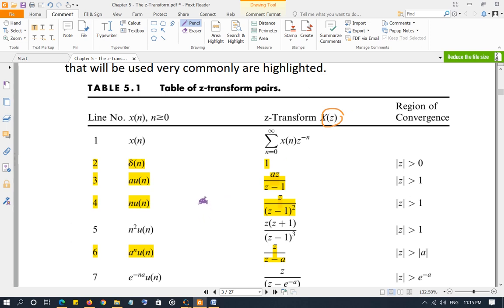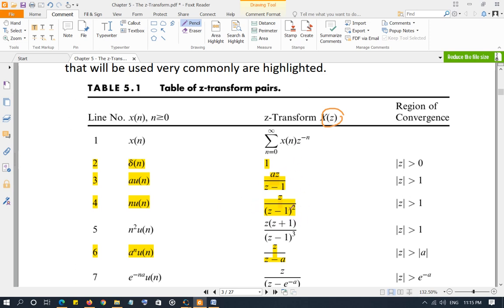Now the important signals, I have highlighted them. Impulse signal, of course, we use very commonly. The Z-transform of impulse signal is 1. Unit step signal we use very commonly. Unit step signal Z-transform is Z over Z minus 1, and if any number is multiplied by unit step signal, then of course you're going to multiply the same number by the unit step Z-transform. n u[n] has Z-transform Z over Z minus 1 squared.